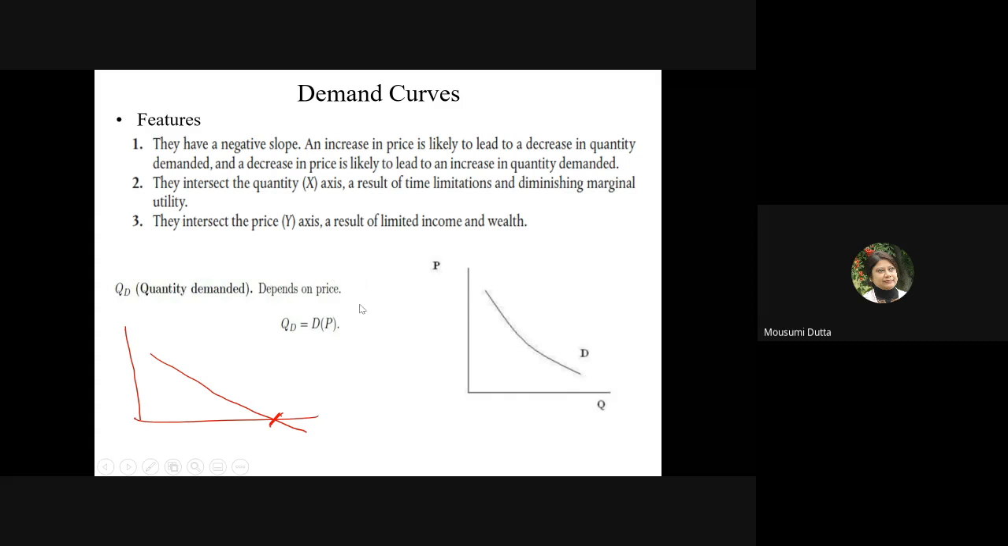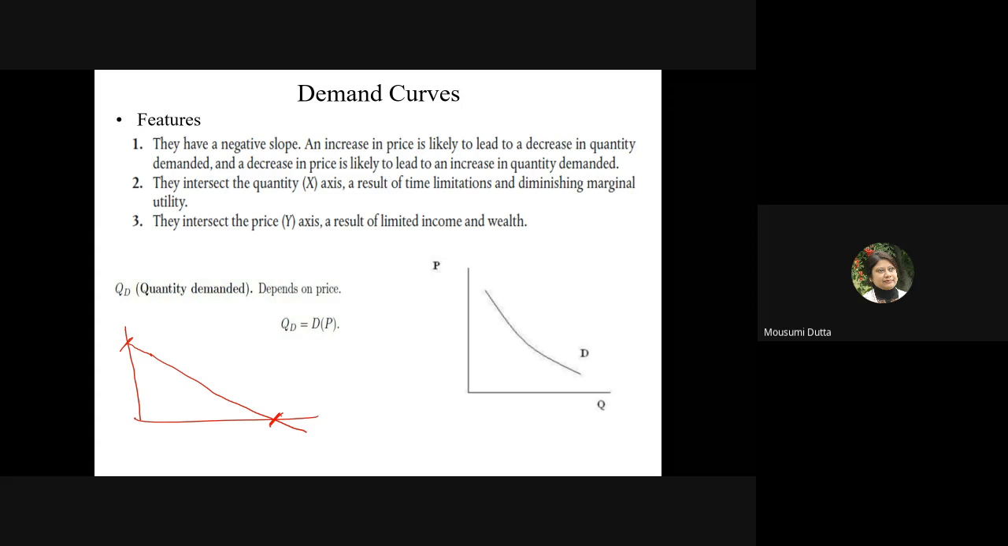Alternatively, the demand curve may intersect the vertical axis as well. That is, we can extend this curve logically at this point. So it can intersect the y-axis as well. Why does it intersect the y-axis? Because price is an indication of your willingness to pay. Price is a measure of willingness to pay.